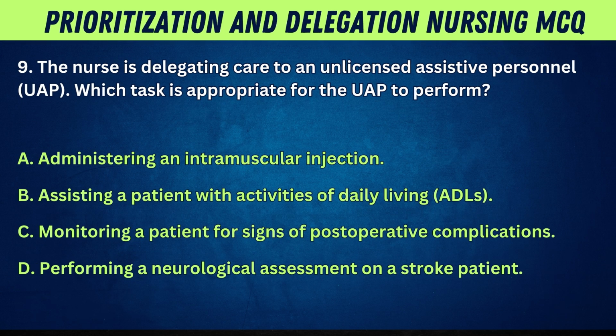9. The nurse is delegating care to an unlicensed assistive personnel, UAP. Which task is appropriate for the UAP to perform? A. Administering an intramuscular injection. B. Assisting a patient with activities of daily living, ADLs. C. Monitoring a patient for signs of postoperative complications. D. Performing a neurological assessment on a stroke patient.